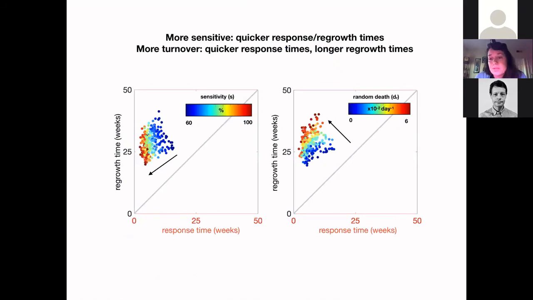So we can plot this in cycle space as well, and we see that as you increase sensitivity, you increase the cycles, both regrowth and response. And while you increase random death, you increase the response time, but you make the regrowth time longer.